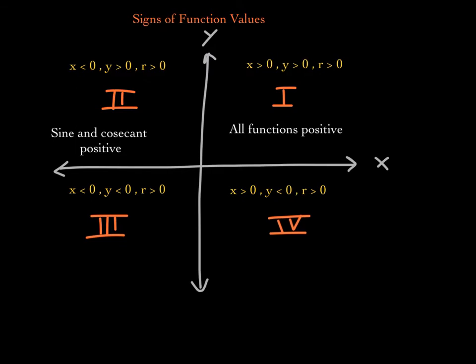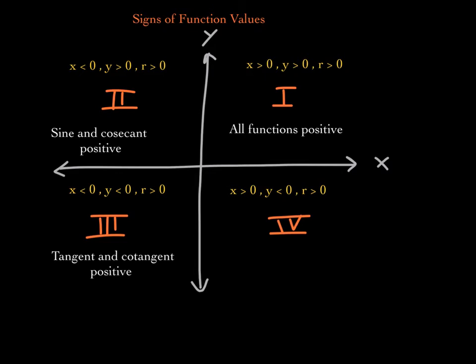Now in quadrant 3, let's see, cosine is going to be x over r. Cosine is going to be negative over a positive. So cosine's negative. That means secant's also negative. Sine will be y over r. Something negative over something positive. So sine is negative. That means cosecant, its reciprocal, will also be negative. Tangent is y over x. A negative over another negative. That's positive. If tangent's positive here, then so is cotangent. So tangent and cotangent are the only functions whose values are positive in quadrant 3.